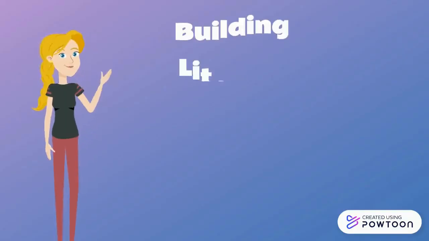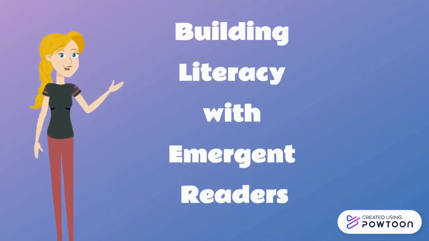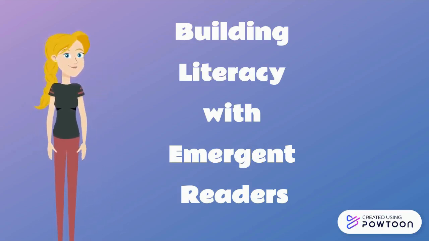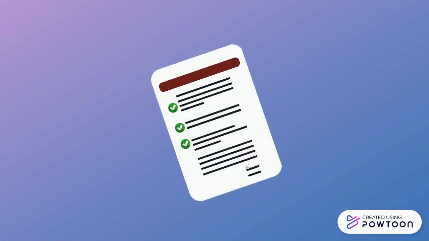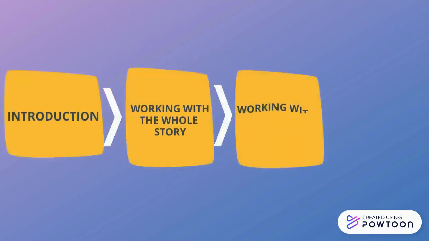Now, let's see how to build literacy with emergent readers. It's crucial to use a variety of strategies to help students not only learn new words, but also understand and use them in a different context. Here are some effective steps. Let's say we're working on a text. These steps should be followed: introduction, working with the whole story, working with parts of the story, and lastly, returning to the whole story.